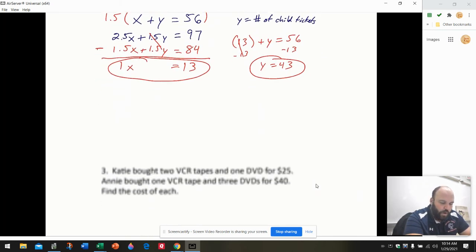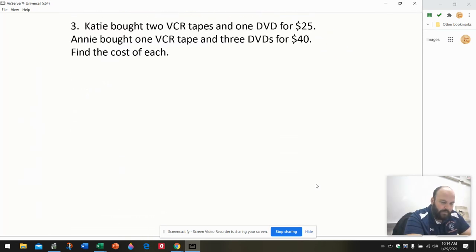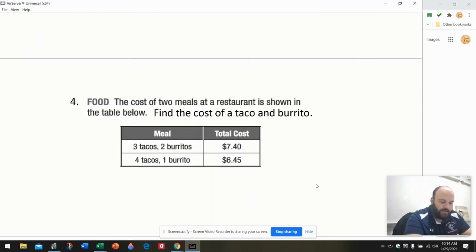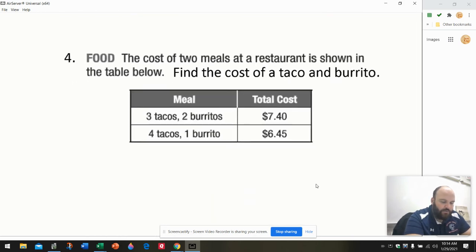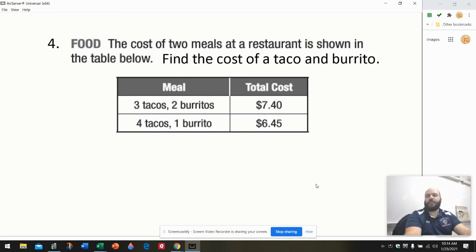Now, I'm going to show you one more problem. Number 3 is very similar to the first two that we did. I want to show you how we deal with data in a table, because I think it actually makes the data easier to use. The cost of 2 meals at a restaurant is shown in the table below. Find the cost of a taco and a burrito.